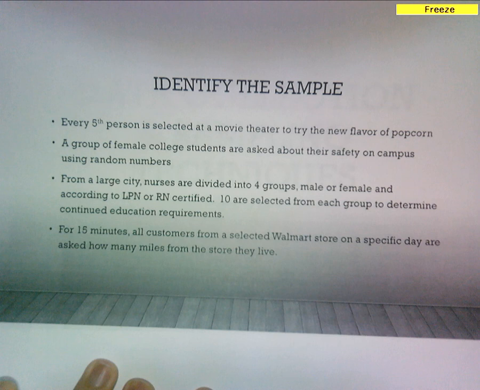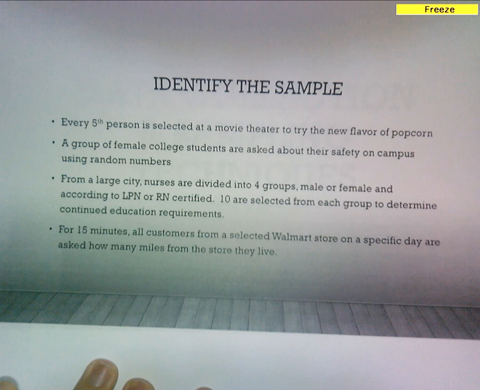Every fifth person is selected at a movie theater to try a new flavor of popcorn. A group of female college students are asked about their safety on campus using random numbers. From a large city, nurses are divided into 4 groups, male or female, and according to their LPN or RN certification. 10 from those groups are selected to determine their continued education requirements. And then last but not least, for 15 minutes, all customers from a selected Walmart store on a specific day are asked about how many miles from the store they live.